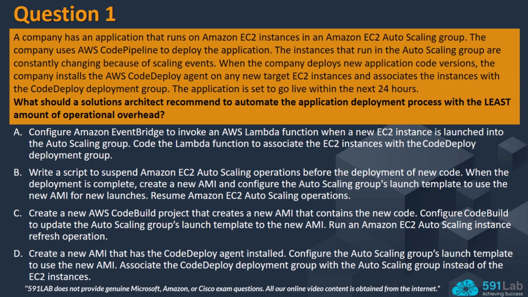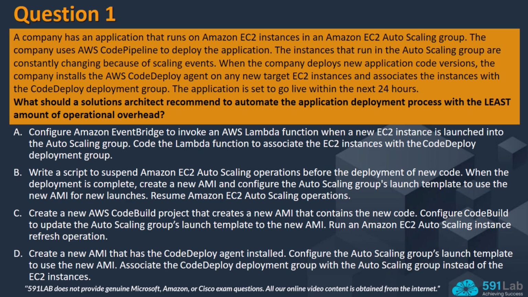When the company deploys a new application code version, the company installs the AWS CodeDeploy agent on any new target EC2 instances and associates the instances with the CodeDeploy deployment group. The application is set to go live within the next 24 hours. What should a solutions architect recommend to automate the application deployment process with the least amount of operational overhead?